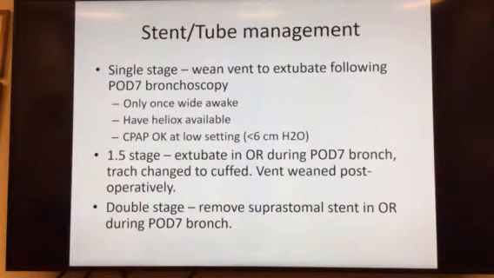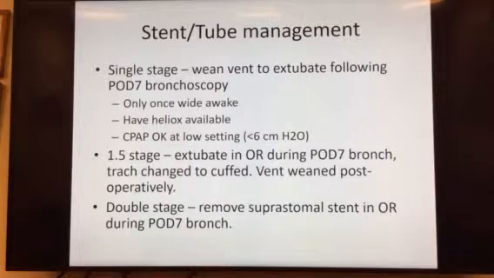So stent and tube management, of note, for a single stage patient, you want to wean the vent to extubate following this bronchoscopy. So when you take them back for their postoperative day 7 bronch, you can replace the endotracheal tube, and they can be weaned from the vent and extubated in the pediatric ICU, potentially the next day.